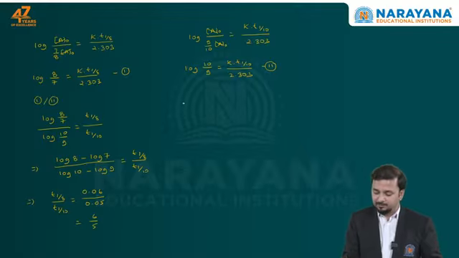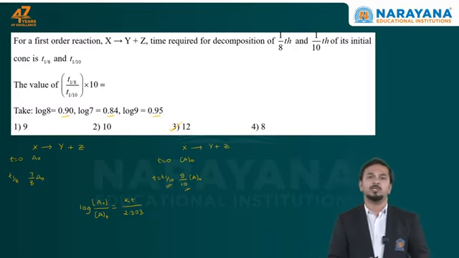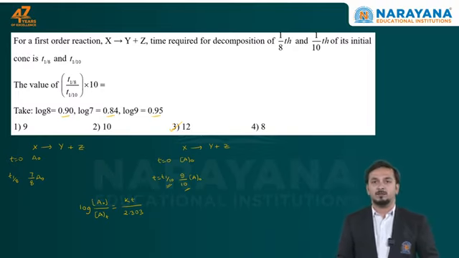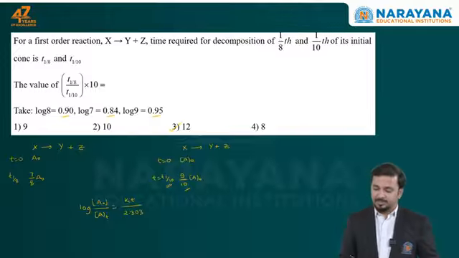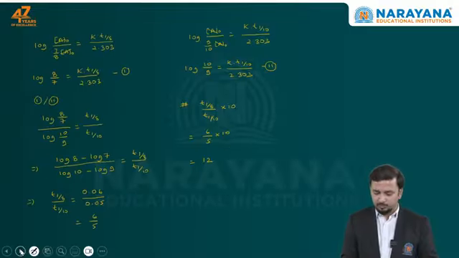Now they're asking us to find T1 by 8 upon T1 by 10 into 10. So this will be equal to 6 by 5 into 10, which is equal to 12. So the correct answer for this question is 3. I will rate this question as a moderate question because it involves calculation. It uses the concept of 1 by 8 and 1/10 decomposition also. So this is a moderate question.